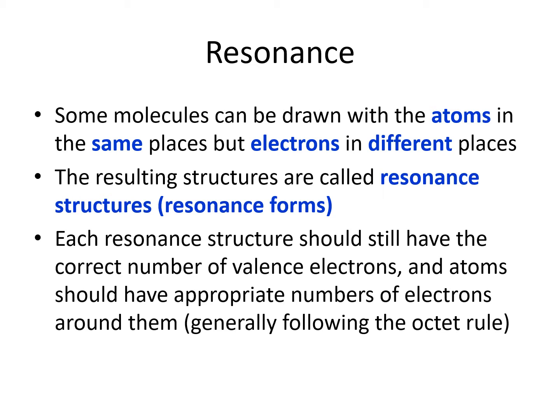The one that went SNC would not be considered a resonance structure of that same molecule because the atoms were shifted around. When you draw resonance structures, they again should obey the octet rule as much as necessary and should have the correct number of valence electrons.